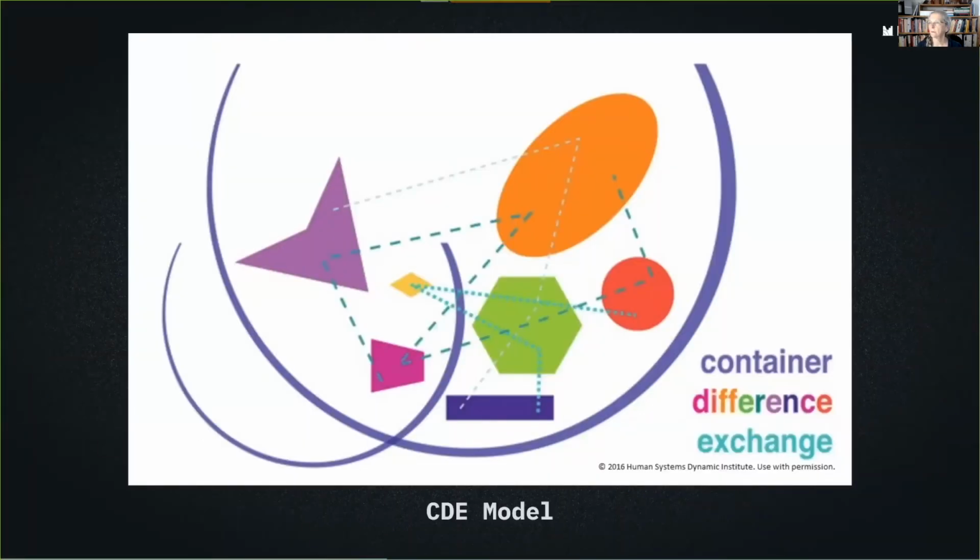Okay, so let's see where we were going to go now. Okay, so that's a refresher of the CDE model.